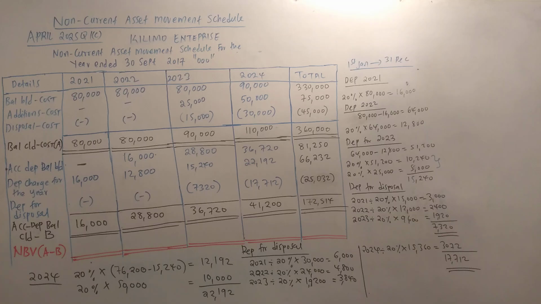Okay, let's see this one. 28,800 plus 15,240, and that's 7,320. 36,720. Then have that 36,720 plus 22,192, and 17,712. 41,200.